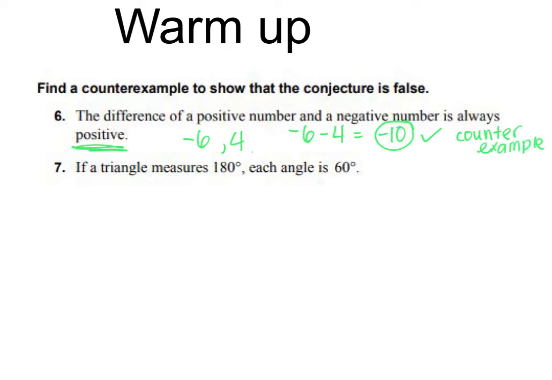Okay, and then number 7, if a triangle measures 180 degrees, each angle is 60 degrees. You could use as a counterexample a right triangle, because we know right triangles have an angle that is 90 degrees. Okay, so this would work as a counterexample.